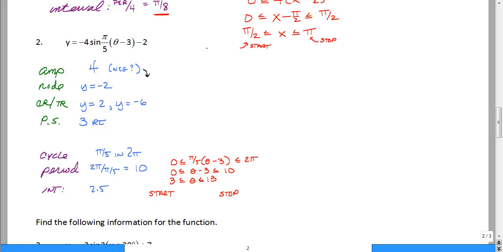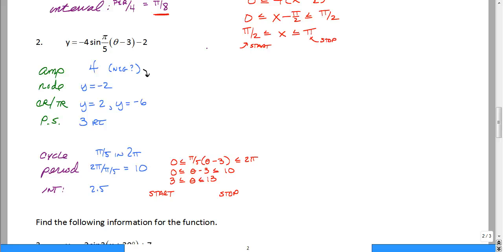Our cycle is pi over 5 in 2 pi, remember it's the b in 2 pi. Your period is 2 pi divided by pi over 5, which if you multiply by the reciprocal, you'll get 10 pi over pi, which is just 10. And your interval is 10 divided by 4, which is 2.5.